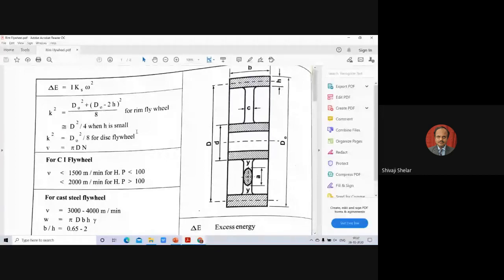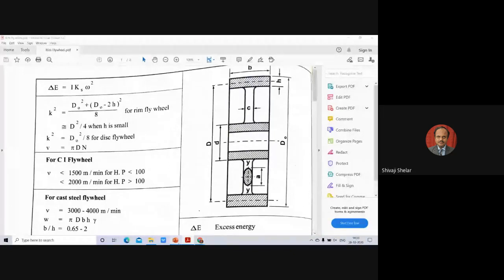V is your peripheral speed, or average speed here, that is equal to pi dm. Since I am neglecting the H value, considering H is very, very small, my formula is K square equal to D square by 4. So I can use this formula, calculate the value of K square, and put that value into the calculation of the mass moment of inertia requirement. So I am going back again to the problem statement.